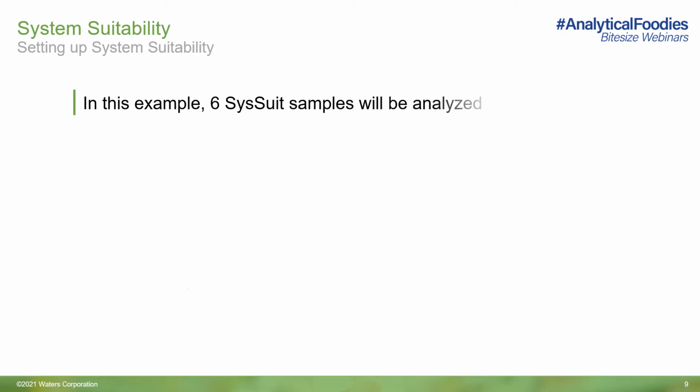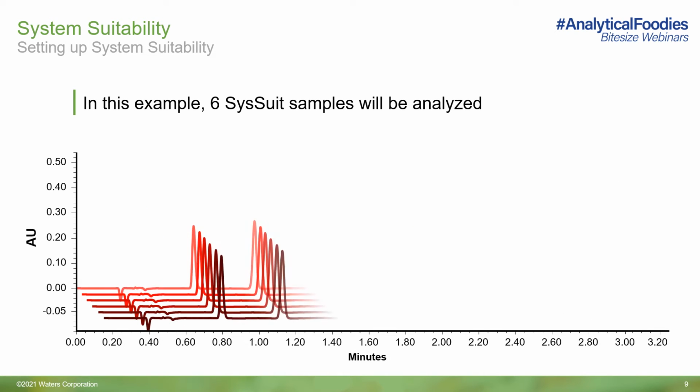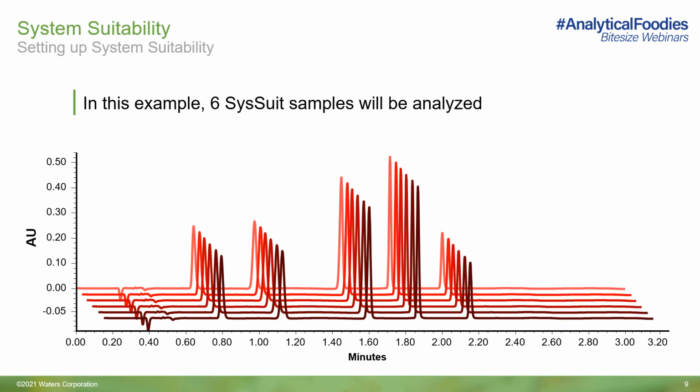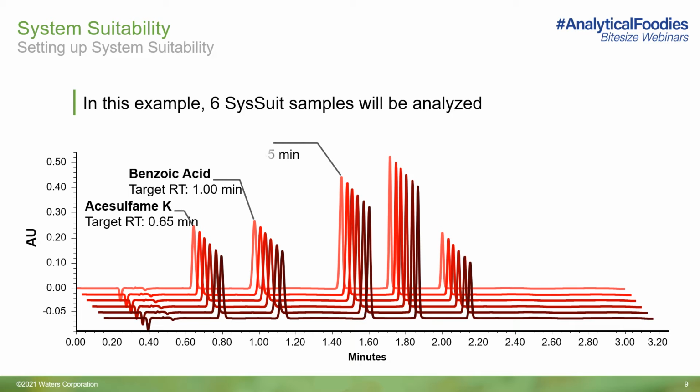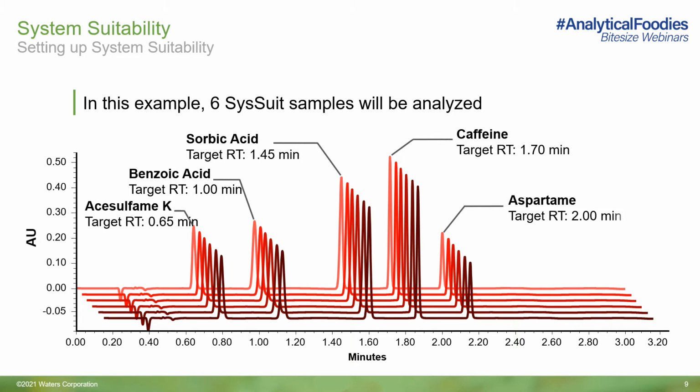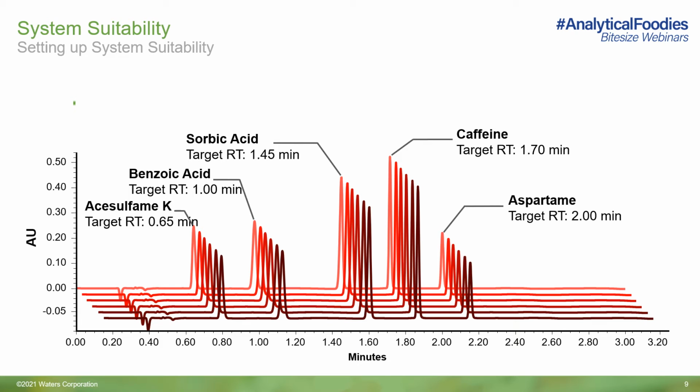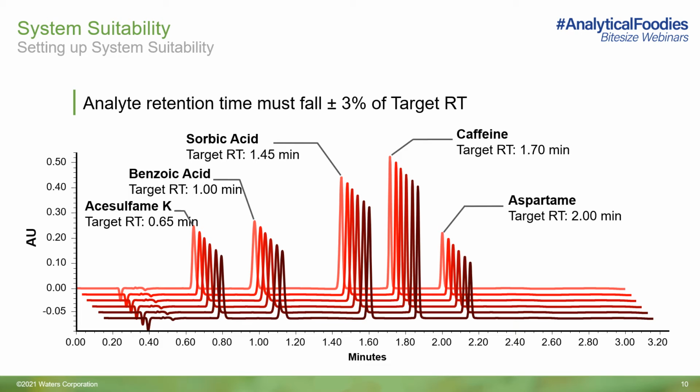In this demonstration, 6 system suitability samples will be analyzed. In these 6 samples, there are 5 different compounds, namely acesulfame K, benzoic acid, sorbic acid, caffeine, as well as aspartame. Here, we have the chromatograms of these 5 compounds and their respective target retention time. The retention time of the analyte must fall within plus or minus 3% of the target retention time.